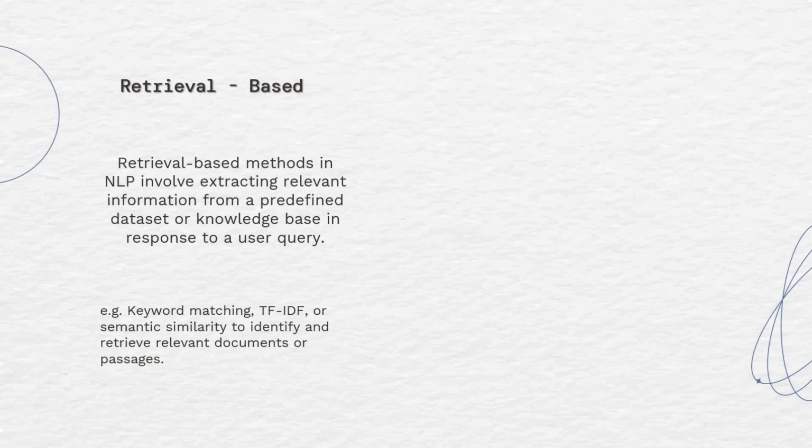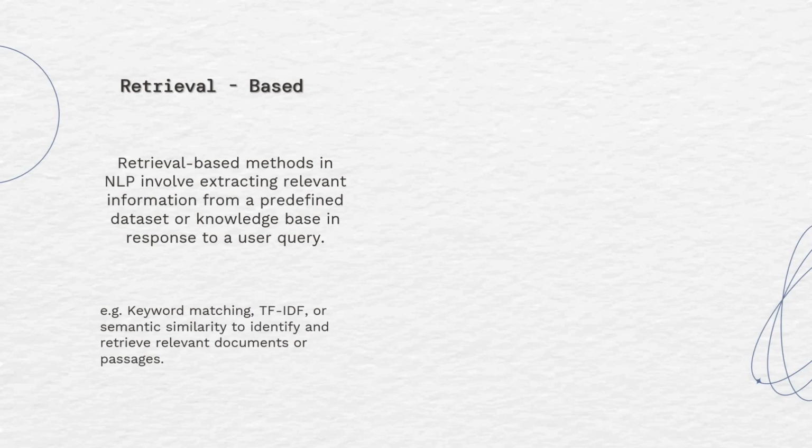If we talk about the strengths of such methods, then they excel in providing precise and factual information, making them suitable for tasks requiring accurate answers, and they are efficient in accessing structured data and can quickly retrieve relevant information from large repositories. So providing precise and factual information and the ability to quickly retrieve relevant information are the strengths of retrieval based methods.